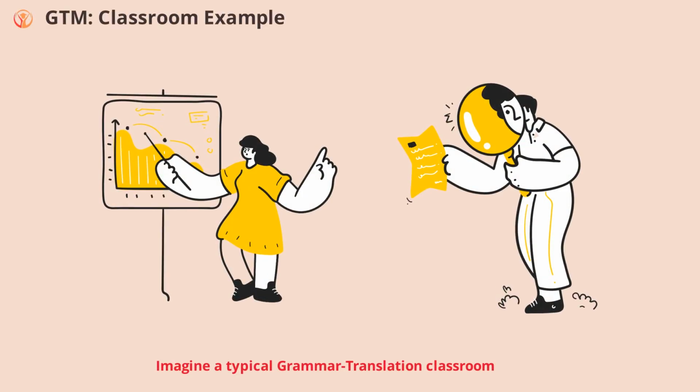Imagine a typical grammar translation classroom. Students are given a passage in English to translate into their native language and then back into English. The teacher explains grammar rules deductively, and students memorize lists of vocabulary and verb conjugations. There's little room for conversation or spontaneous language use. While this method can help learners understand grammar and build reading skills, it often leaves them unprepared for real-life communication.